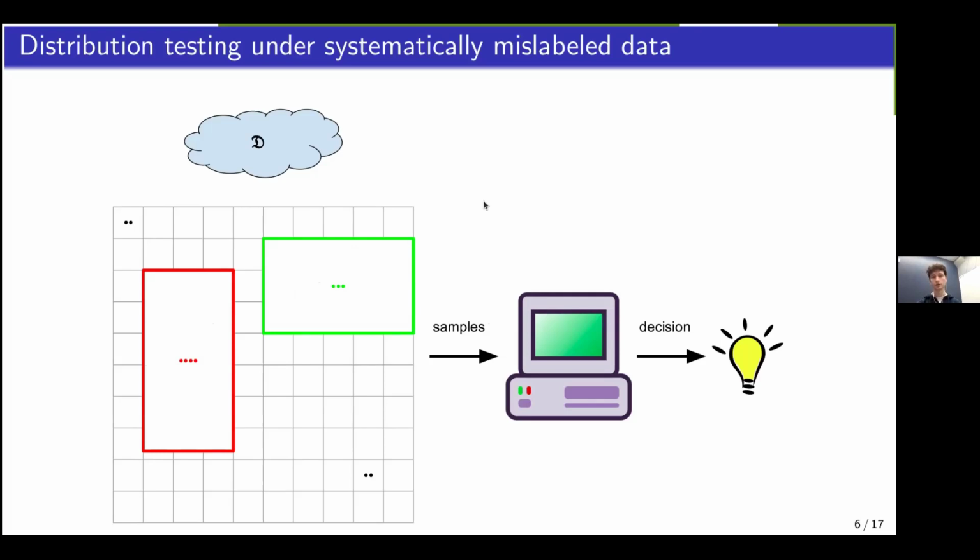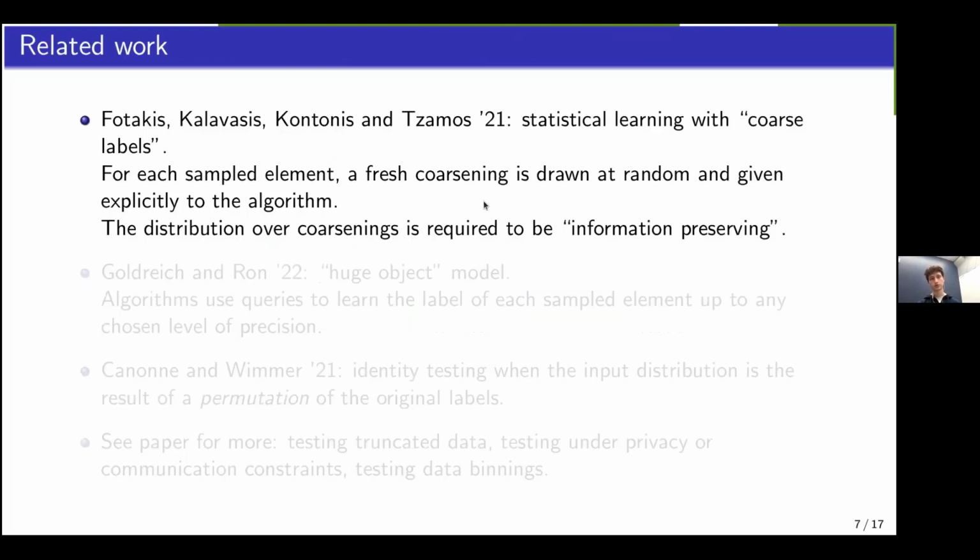And before I tell you our answer to this question, let me briefly mention some related work. The first one by Fotakis, Kalavasis, Kontonis, and Tzamos dealt with statistical learning with what they call coarse labels, which is in spirit similar to the motivation that we care about. However, in their model, they assume that for each element that is sampled, a fresh coarsening, which is a partition of the domain, is drawn at random, and then the coarsening to which the sample element belongs is given explicitly to the algorithm.